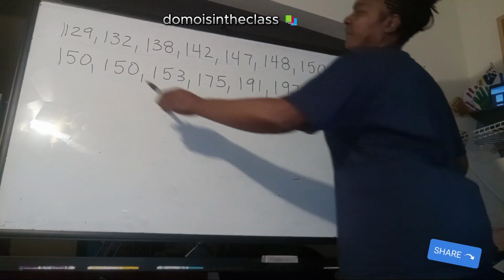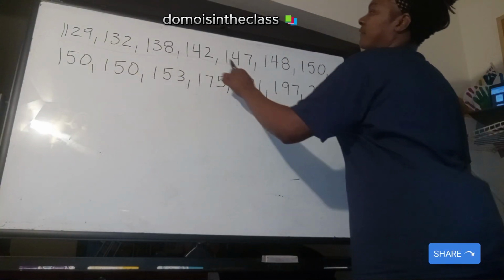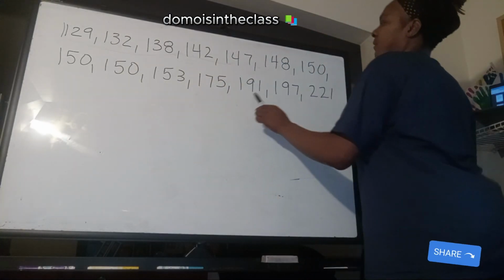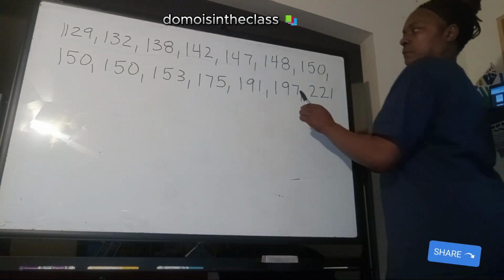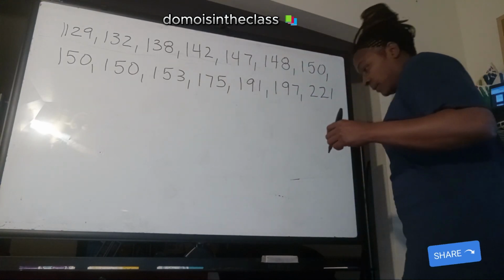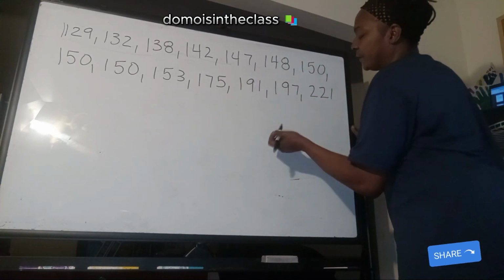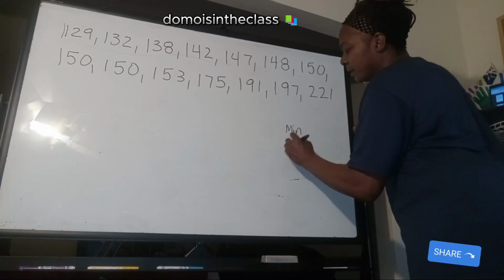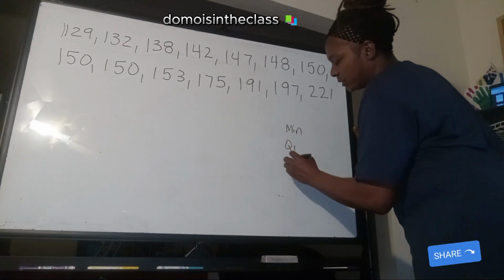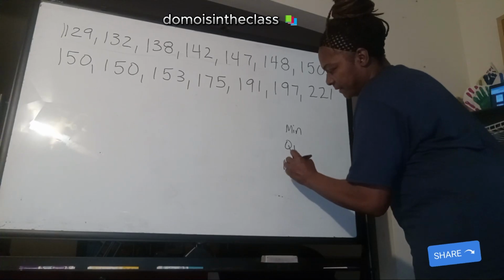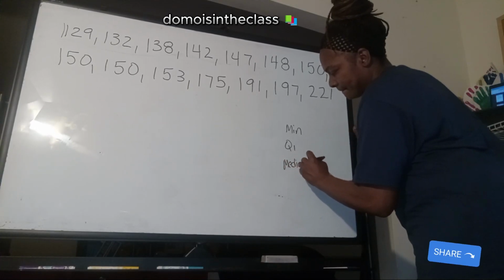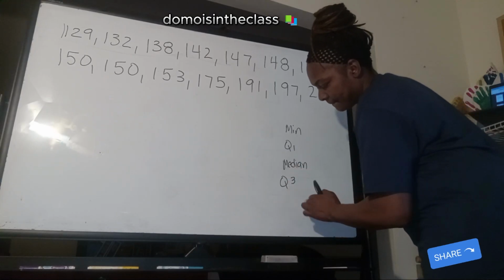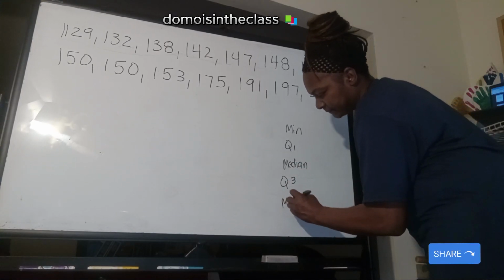We have 1, 2, 3, 4, 5, 6, 7, 8, 9, 10, 11, 12, 13, 14. Okay, so we got 14 numbers, and we need to fill out our 5 summary, which is our minimum, our Q1, which is our lower quartile, our median, our higher quartile, and our max.